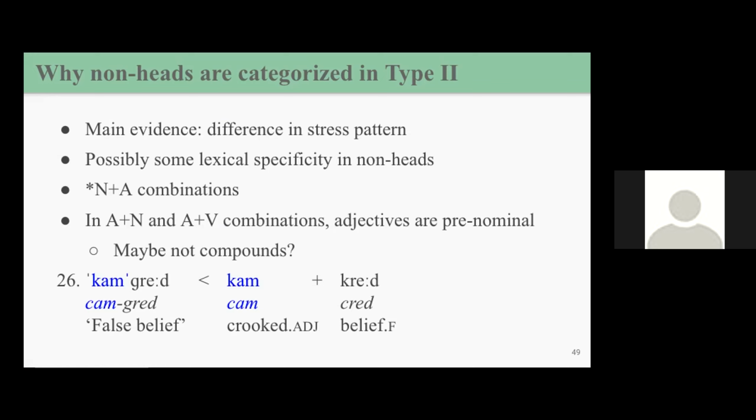Wait, why does all of this point to the fact that the non-head is categorized? Well, if there is some sort of lexical specificity, if they're just bare roots attaching, then there shouldn't be anything lexically specific, right? Why would those adjectives be so weird? Or maybe those are not compounds, because we can't really differentiate them from phrases based on the phonological form. So maybe they're not compounds, in which case you can only have noun or noun verb or adjective compounds in type 2. So there are potentially some very lexically specific combinations.